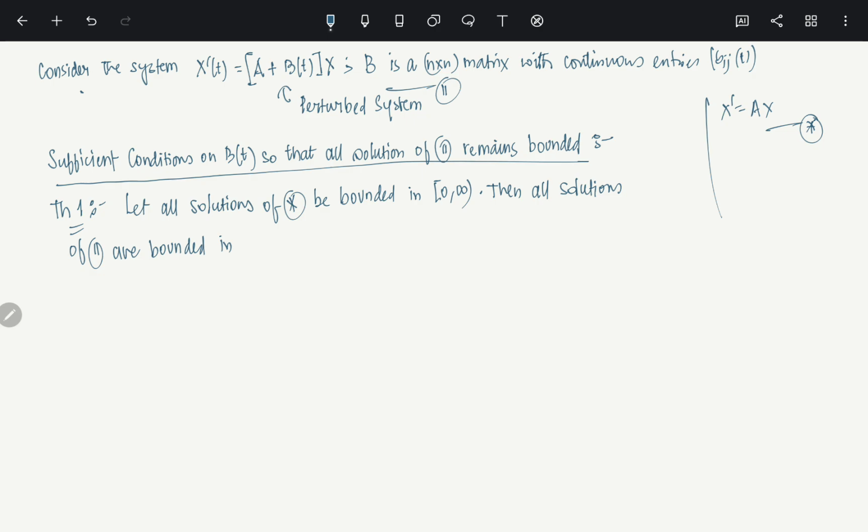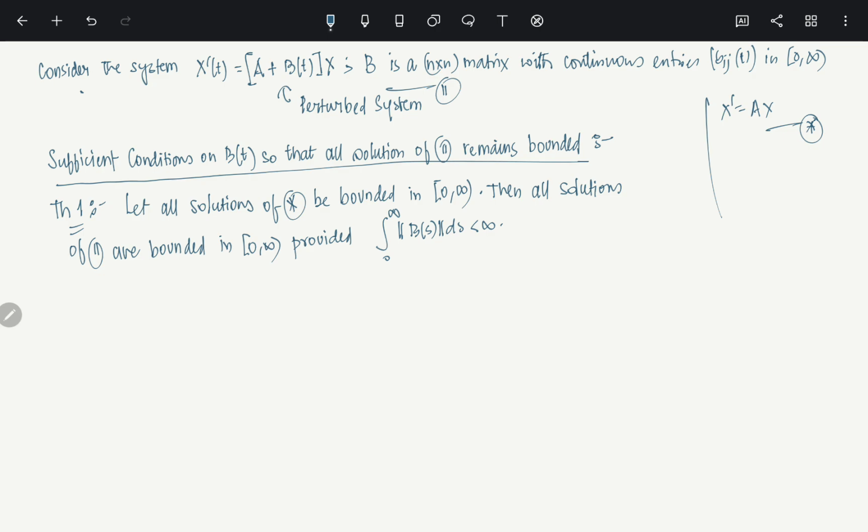Here b has continuous entries in 0 to infinity. So all solutions of 2 are bounded in 0 to infinity, provided the integral from 0 to infinity of the norm of b of s ds is finite. Is this okay? Fine. So we have to prove it.